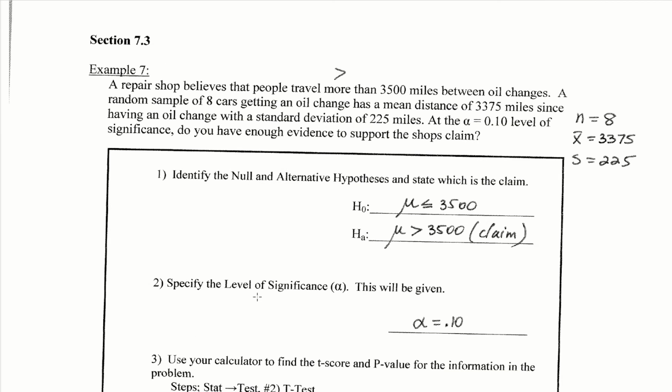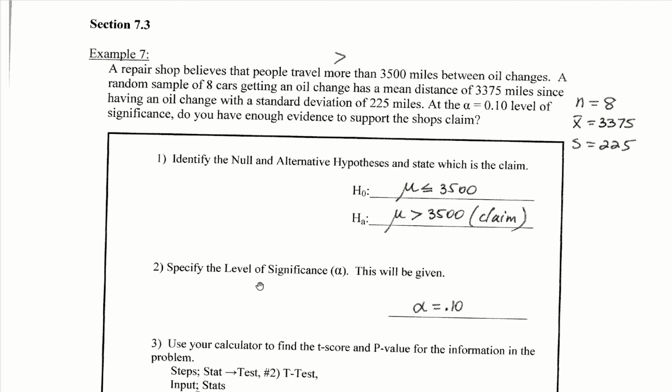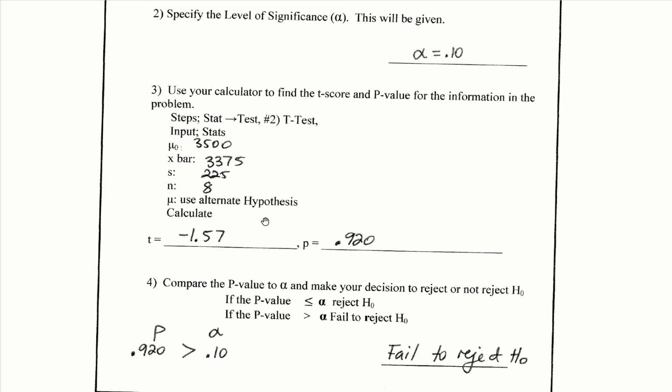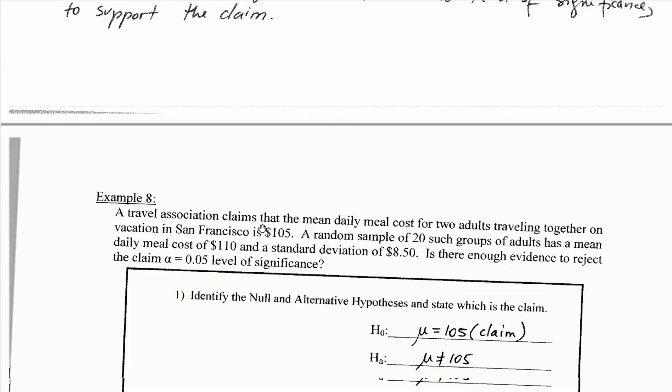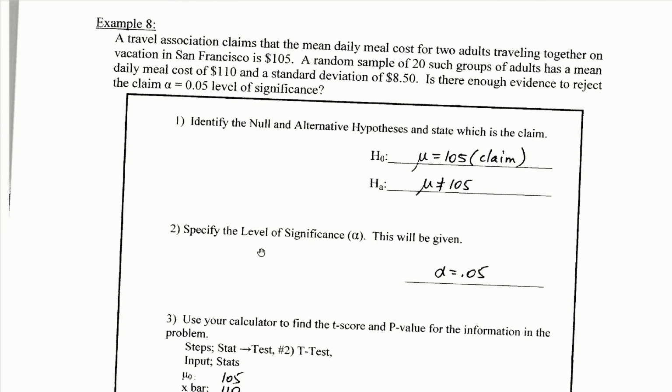This problem is very much like the last few we did. The difference this time is when you have a small sample size, namely less than 30, we're going to be using the t-test to get our p-value. Let's take a look at one more.